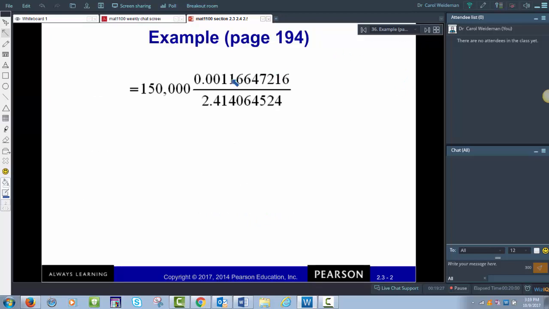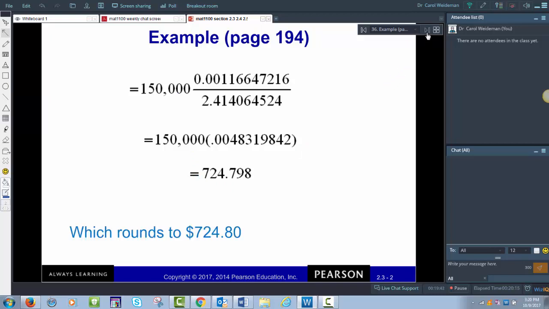And then last thing I'm going to do is take numerator, divide it by denominator, and then multiply by the 150,000. So the mortgage payment for the $150,000 mortgage at 4.1% interest for 30 years is $724, and we'd round it up to 80 cents.